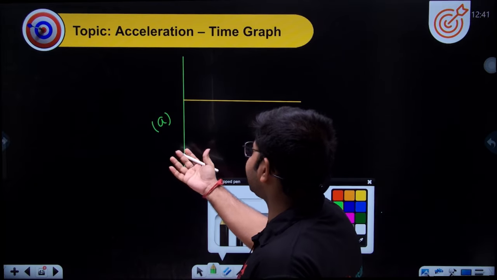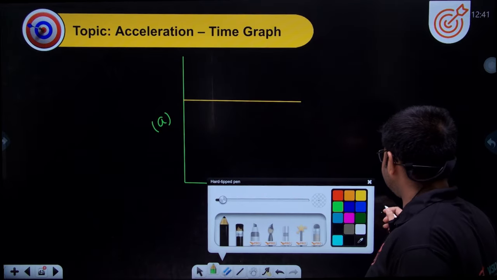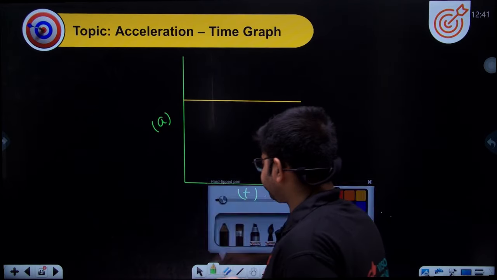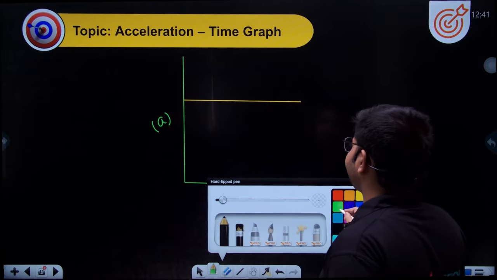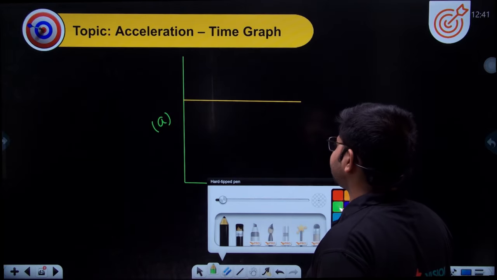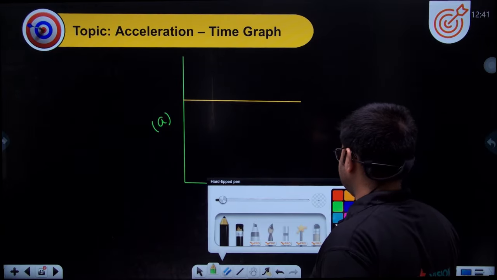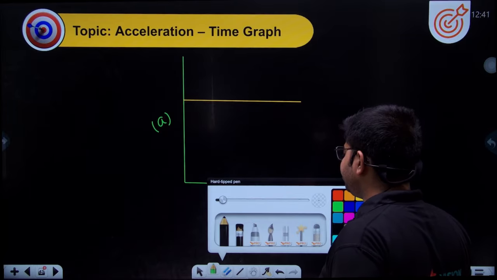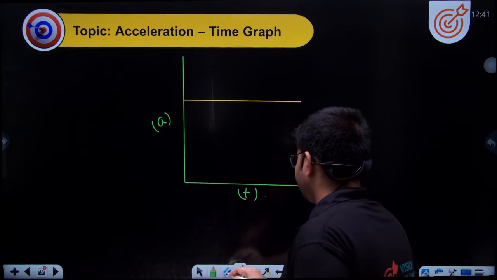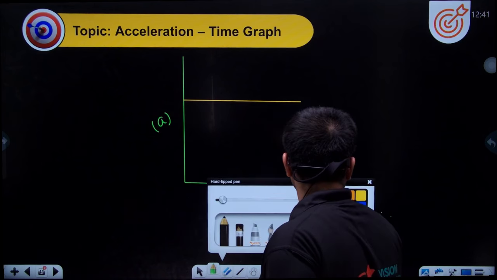And this acceleration may also change. Say for example, in real life, in real situations, the acceleration changes also. For simplicity, we do not consider it, but the acceleration may change with time.